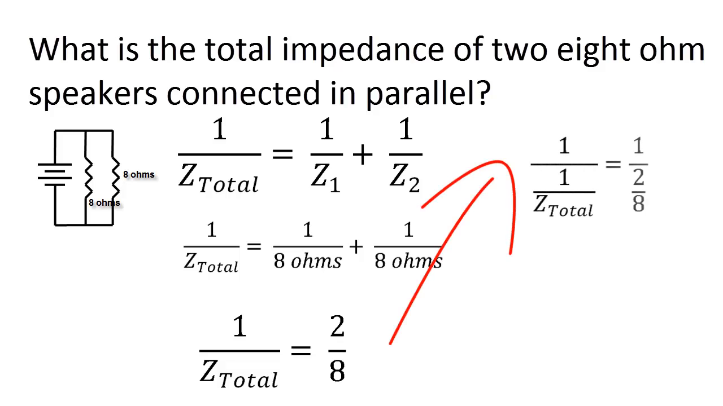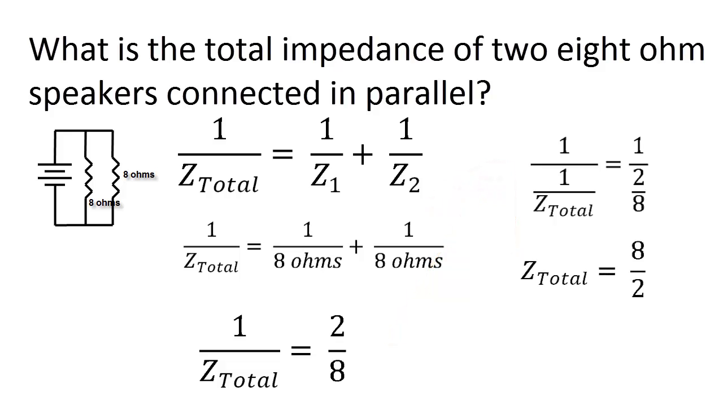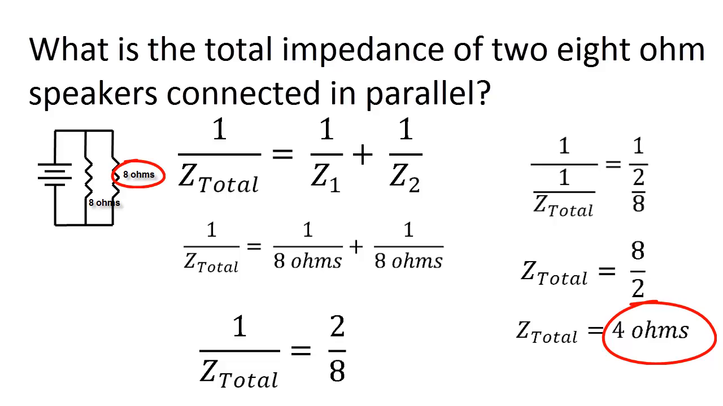Mathematically, I can take the inverse of both sides and flip the equation. Now I have a total impedance equals 8 divided by 2. So my total impedance is equal to 4 ohms. I know this answer is correct because it is smaller than either of the individual resistor values.